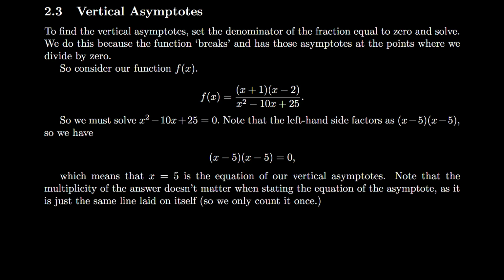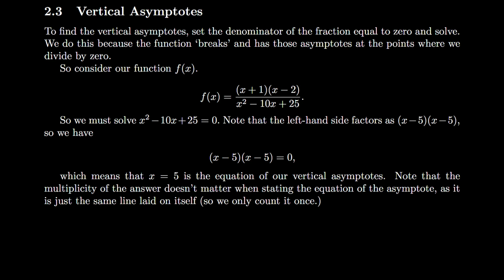So let's start with the vertical asymptotes, the up and down of the asymptotes. To find the vertical asymptotes, we set the denominator of the fraction equal to 0 and solve. We do this because the function breaks and has those asymptotes at the points where we divide by 0. So, looking back at our function, we have f of x is x plus 1 times x minus 2 over x squared minus 10x plus 25. So we have to solve the denominator equal to 0.